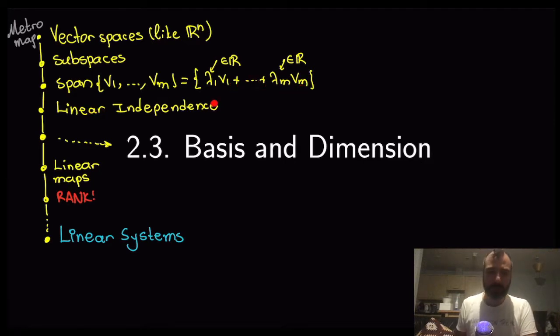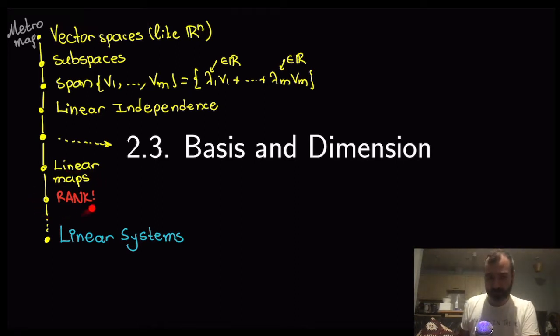And then we talked about linear independence. Now we'll talk about the basis of a vector space or a subspace and the dimension of the vector space. We talk about two-dimensional, three-dimensional. Now we'll define this notion properly. Then we'll talk about linear maps. Then we'll talk about the matrix rank, a super important property in linear algebra.